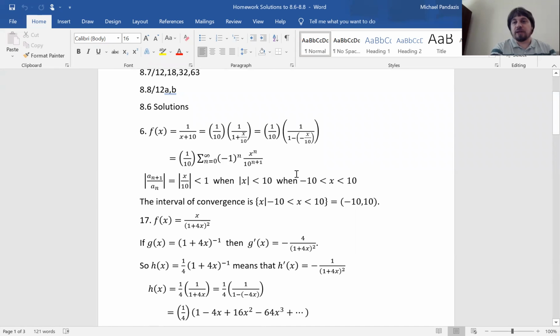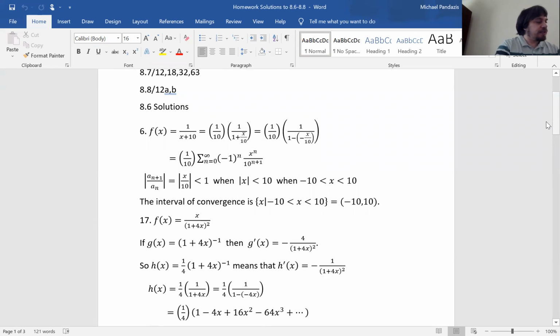Okay, since it's a geometric series, it does not converge at the endpoints. And so you have the interval of convergence is the open interval from negative 10 to 10. Okay, so that's number 6 from 8.6.